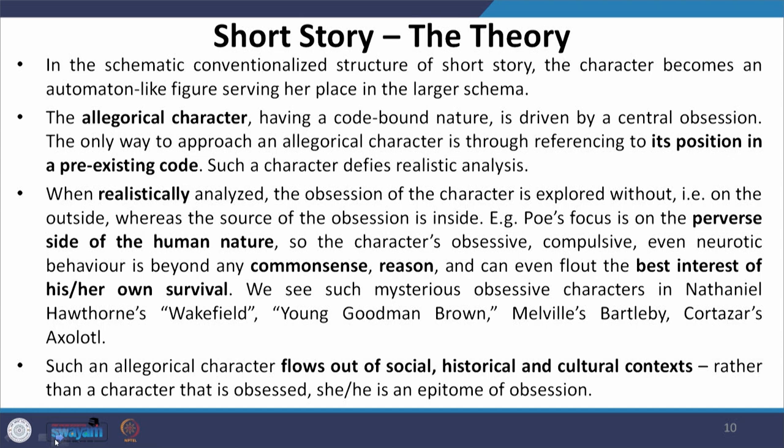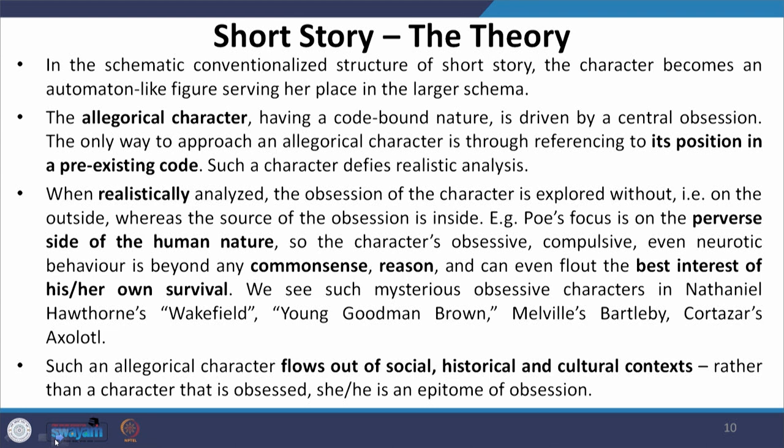So, in the schematic, conventionalized structure of the short story, the character becomes an automaton-like figure who serves his or her place in the larger schema. This is the conventional structure of the short story. The allegorical character, having a code-bound nature, is driven by a given central obsession. The only way to approach an allegorical character is through referencing its position in and as a pre-existing code.